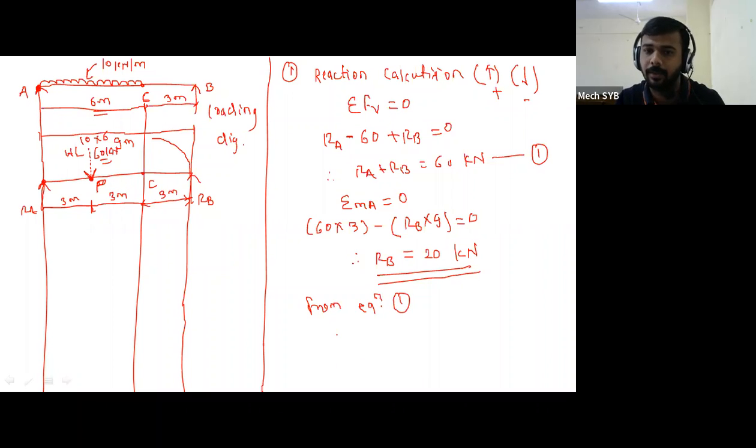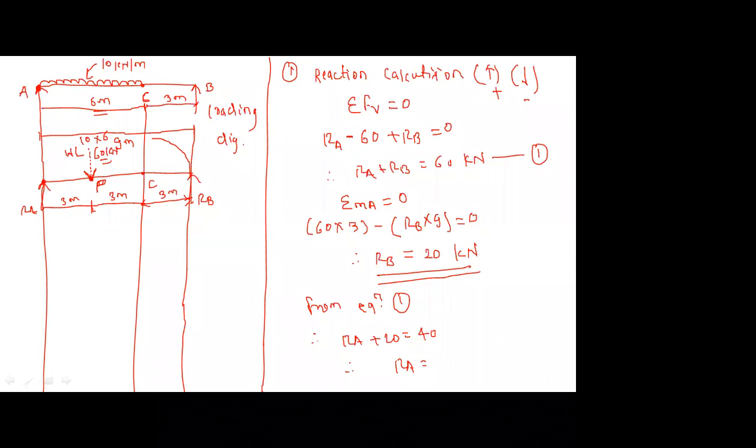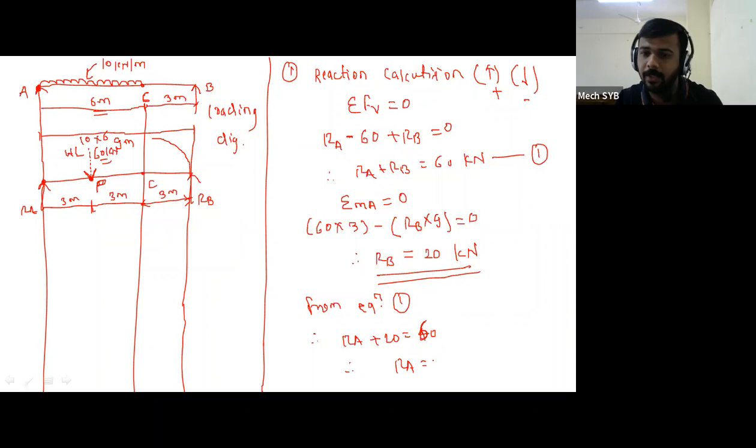RA plus 20 is equal to 60. Therefore RA is equal to 60 minus 20, it becomes 40 kilonewton. So the RA value is equal to 40. So represent here on the figure RA is 40, and RB is equal to 20.